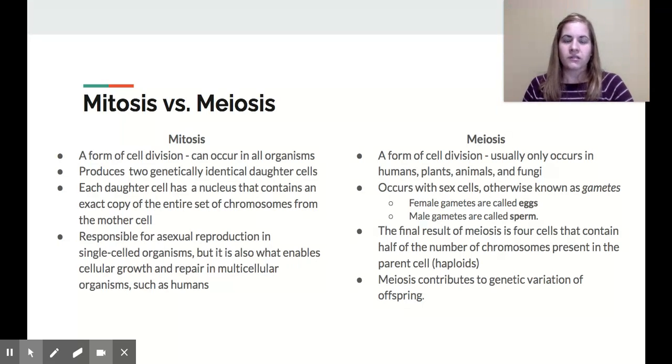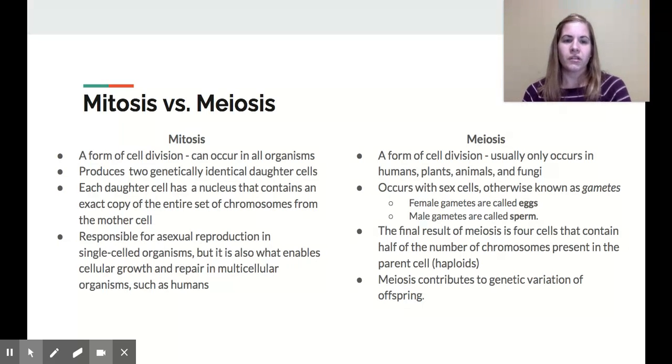On the other hand, meiosis is a little bit different. Again, it's still another form of cell division. However, this is only going to be happening in humans, plants, animals, and fungi. Meiosis specifically only occurs in sex cells. These cells are also known as gametes. So for example, a female gamete would be an egg, and a male gamete would be a sperm.